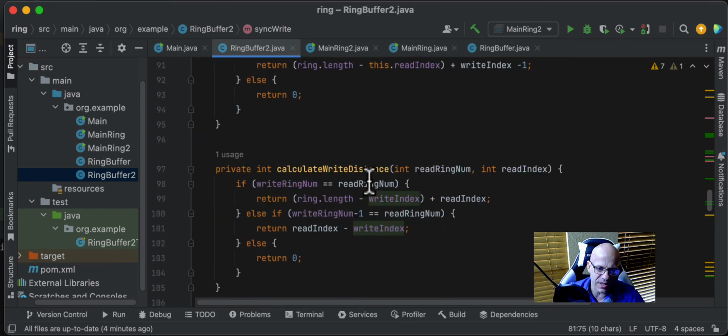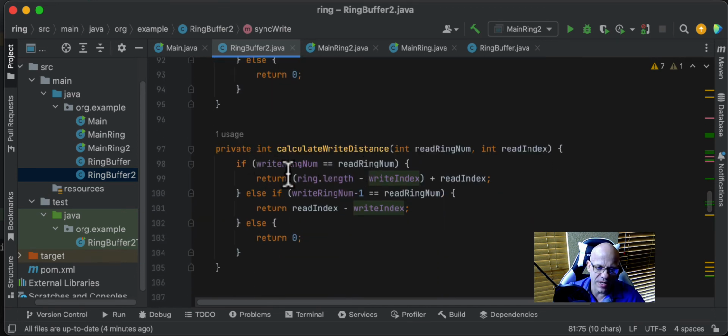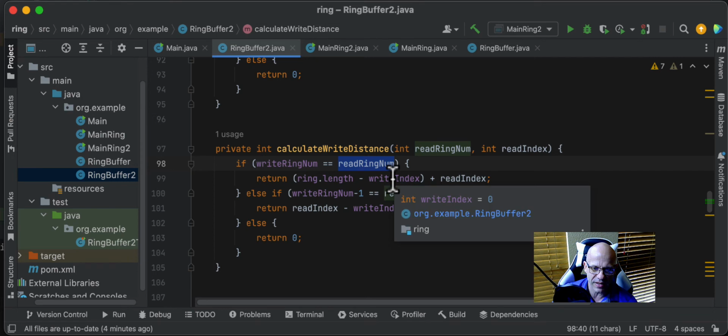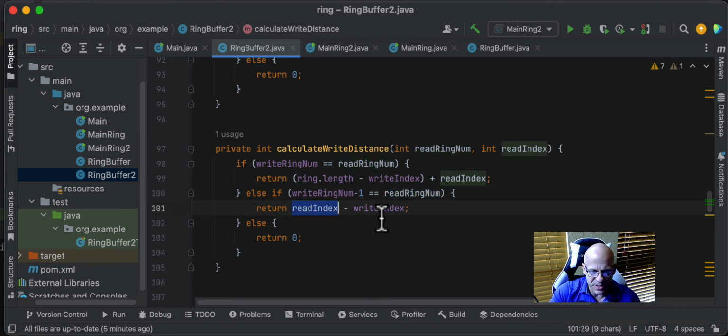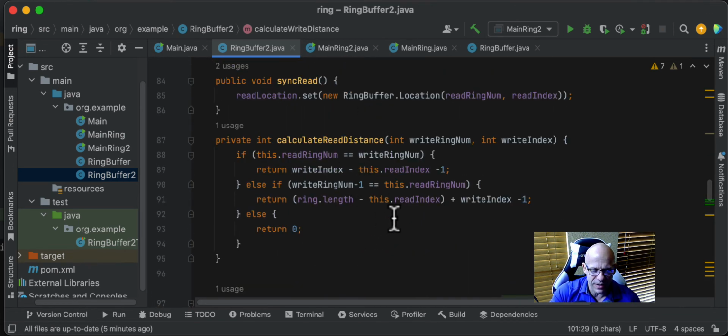But before that, let's look at the calculate write distance. This is basically calculating the distance until we run out of space to write, right? So if we're on the same ring number as the read ring number, so if the write ring number is equal to the read ring number, then it's just the ring length minus the write index plus the read index is the count. Okay, so if the write ring number is 1 ahead of the read ring number, sorry, I had to think about that, then it's just the read index minus the write index. And then we have the similar thing to calculate the read distance.